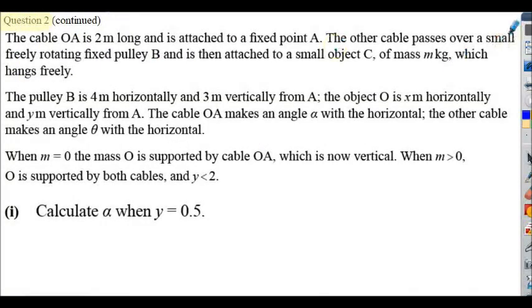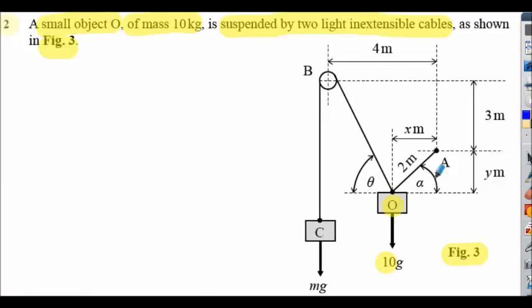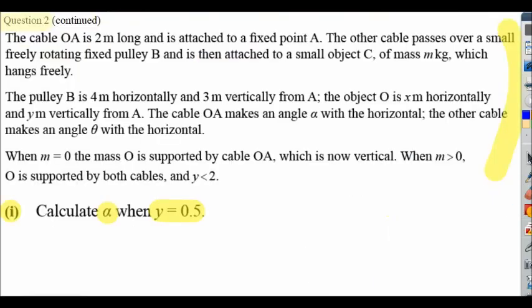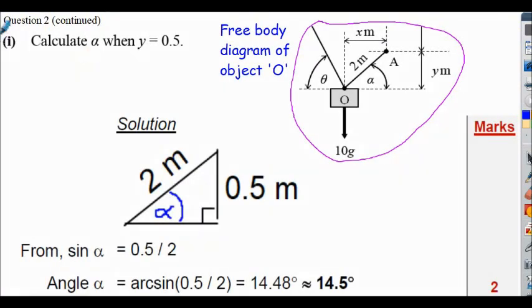Question 2, I'll let you read this at your own pace. For question 2 part 1, we've got to calculate the value of alpha, the angle, given that y is equal to 0.5. And of course this length here is 2 meters. Full worked solution shown on the following slide. I'll let you review the solution at your own pace. Angle alpha is approximately 14.5 degrees.